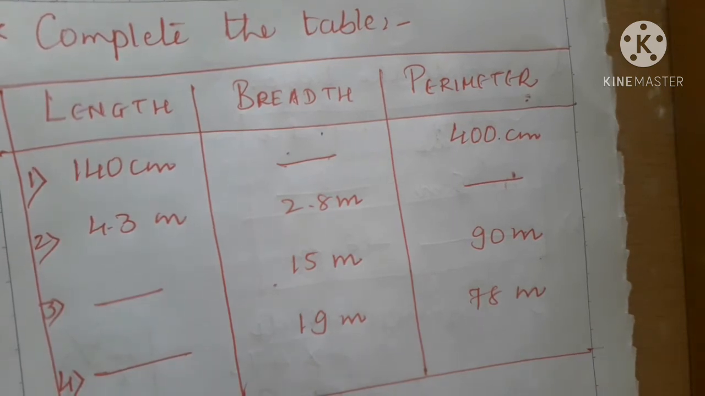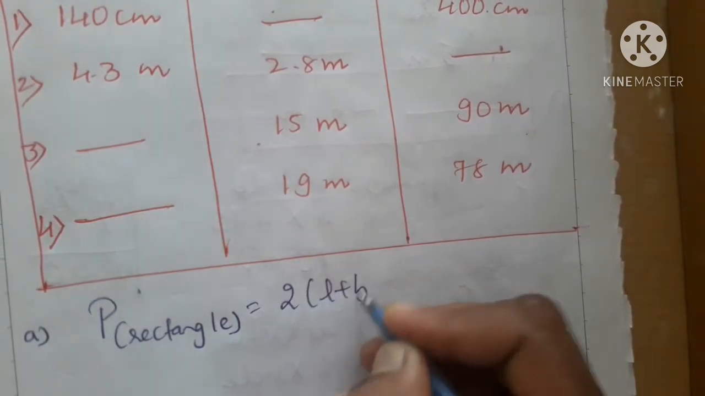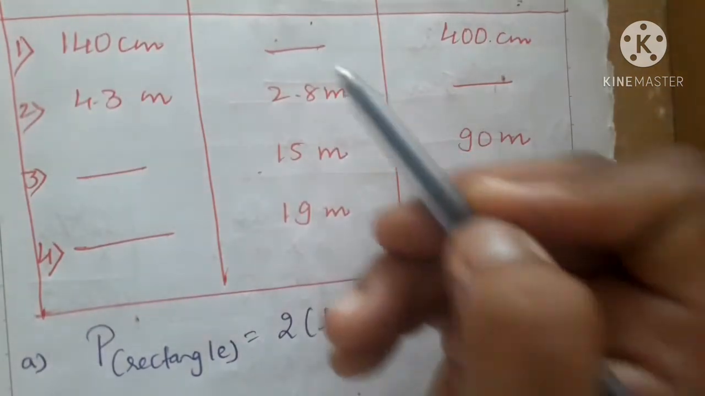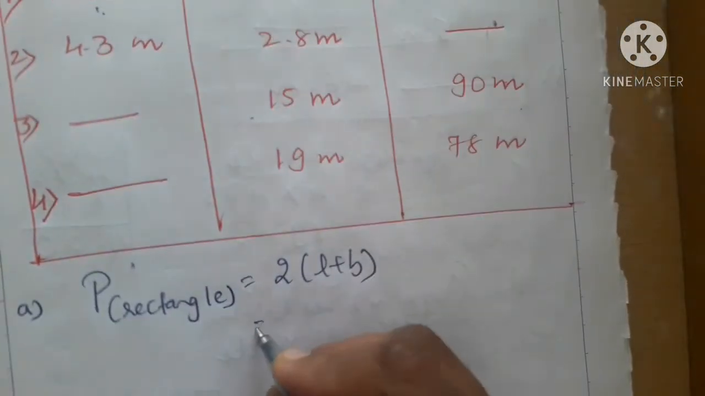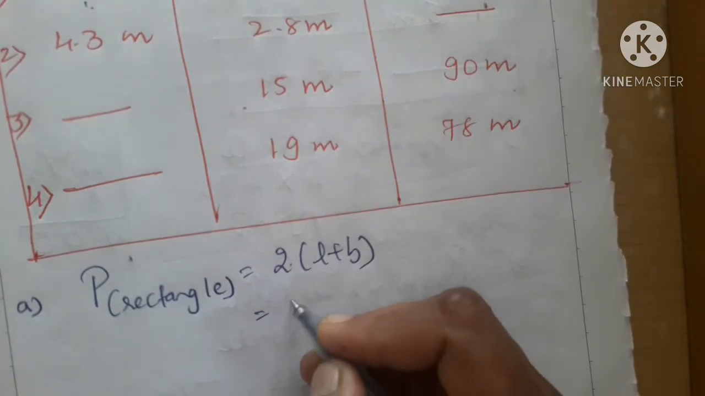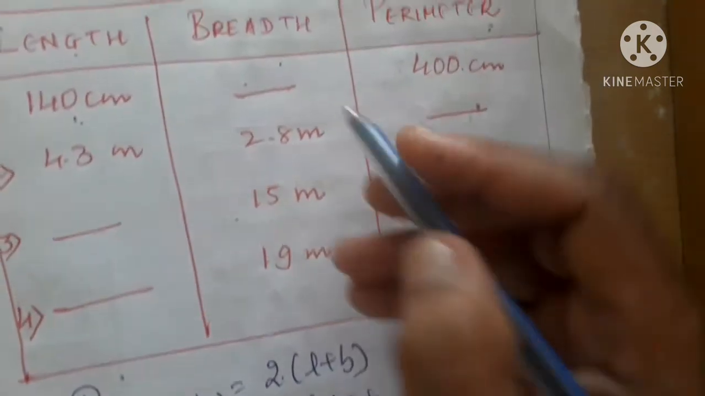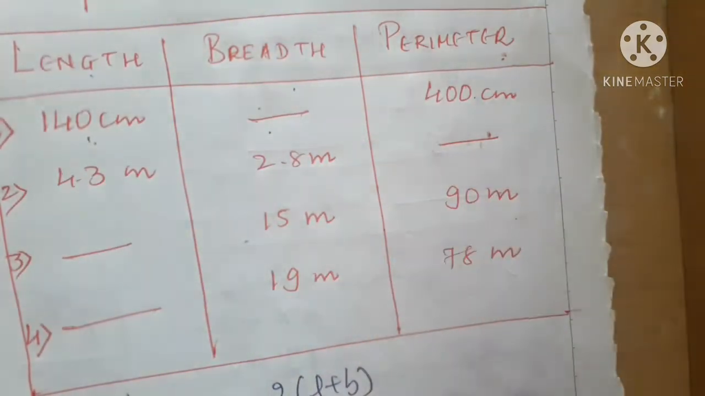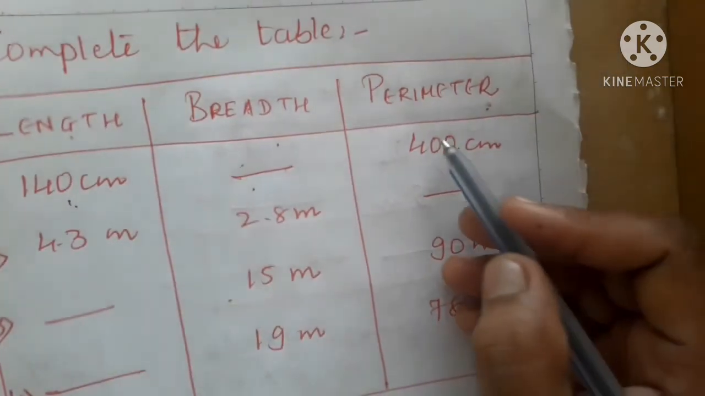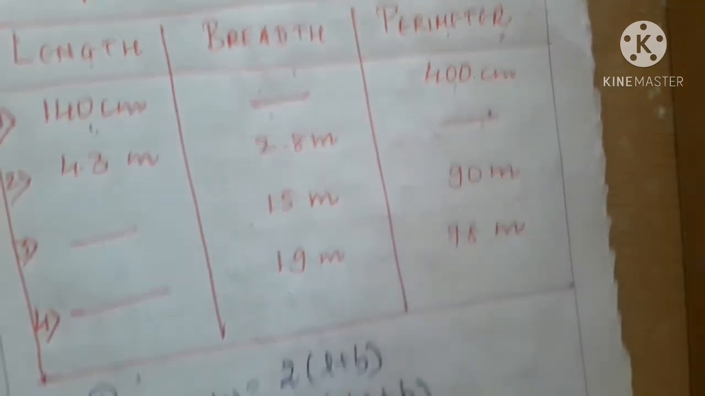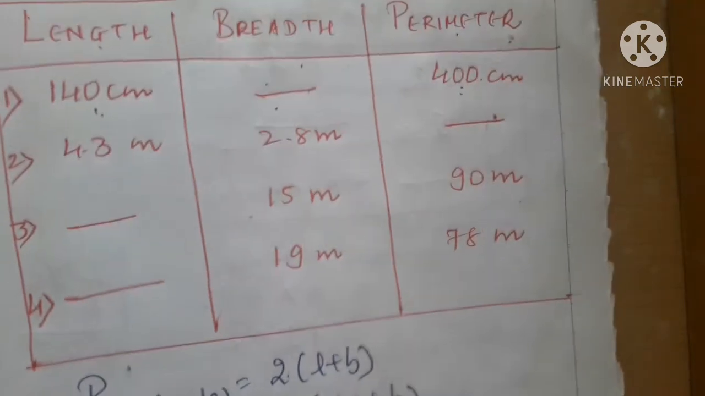I am starting with the formula, right? And what is the formula? 2 into L plus B. Now I will substitute the values. So what is this 140? That is the length given. So in place of length I will write 140 plus, 2 as it is. Is the breadth given? No. So breadth is as it is. And now I will see, is the perimeter given? Yes, 400 I need to write here.